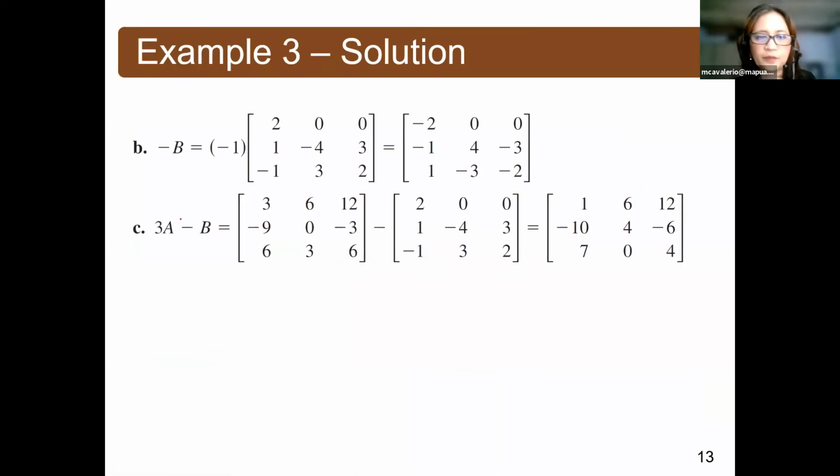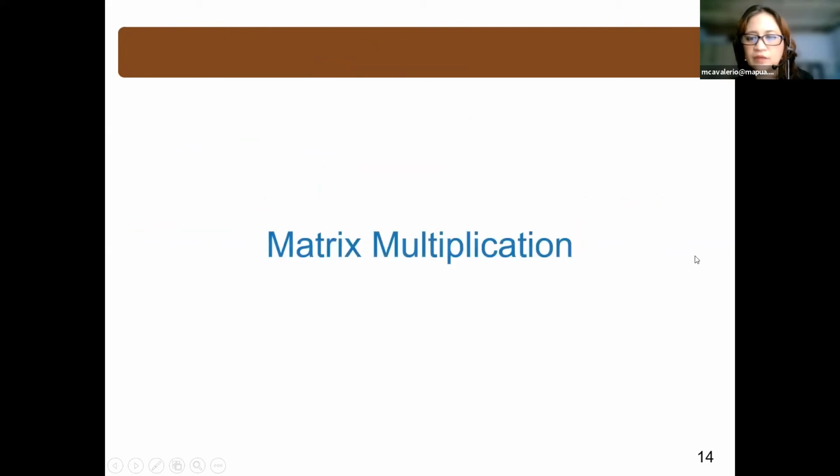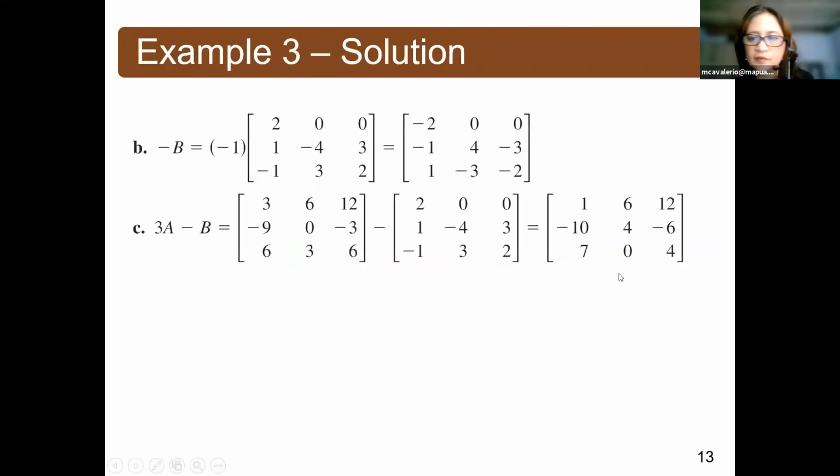Now we're asked to perform 3A minus B. So that is the result of A plus the result of B. We're simply doing it element-wise again. So we have 3 minus 2, that would be 1. 6 minus 0 is 6. 12 minus 0 is 12. And so on and so forth, so that we will have 3A minus B to be equivalent to this matrix.